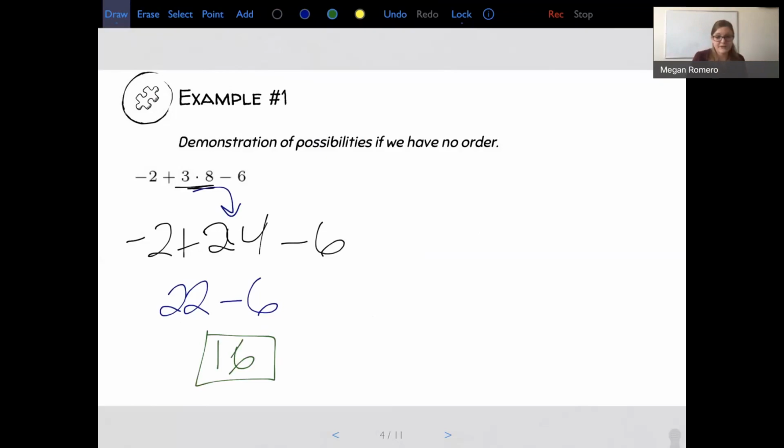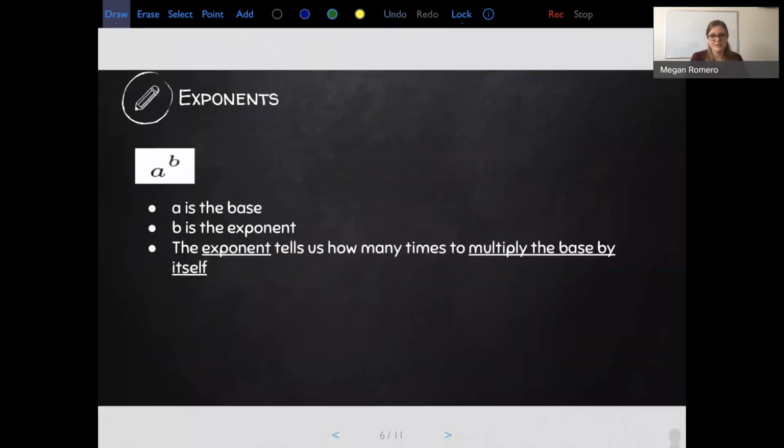So let's do a quick refresher of exponents. Exponents come in the form of a to the power of b, where a is what is called the base and b is our exponent. The exponent tells us how many times to multiply the base by itself. We'll do some examples on the next screen, but let's say we have 7 squared. So 7 is the base, 2 is the exponent, and this means 7 times 7.